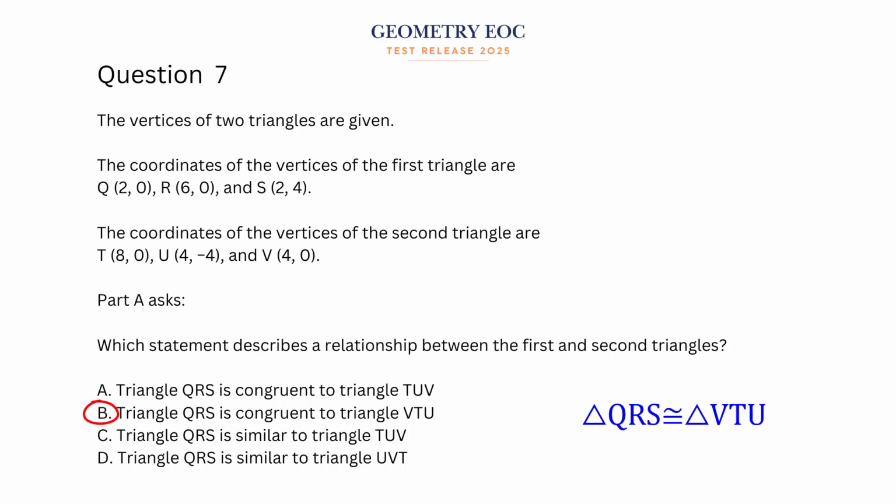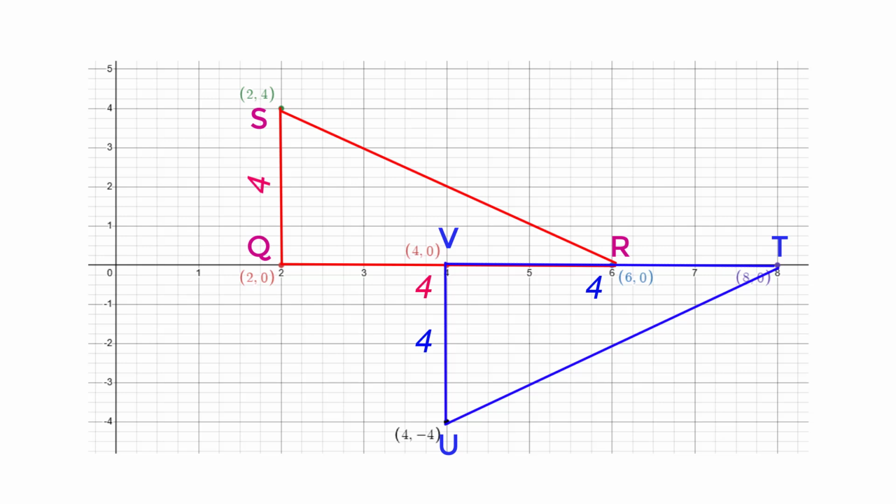VTU. Strategy reminder. When the Geometry EOC gives you coordinates of triangles, remember this strategy. First, look for horizontal or vertical distances, because those are the quickest to calculate. Second, use the distance formula for diagonal sides. Third, compare the three side lengths of both triangles. If all three match, the triangles are congruent by SSS. And finally, always check that the order of the vertices lines up correctly, because that's a common place where students lose points on the test.